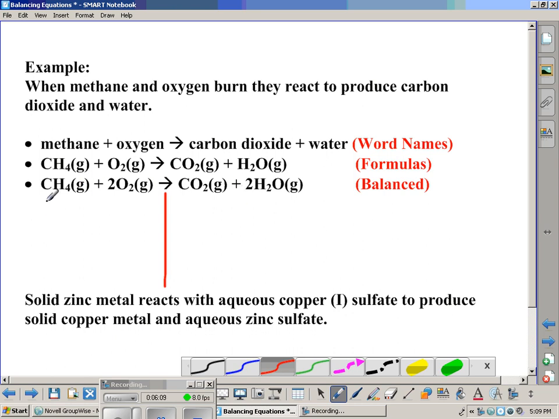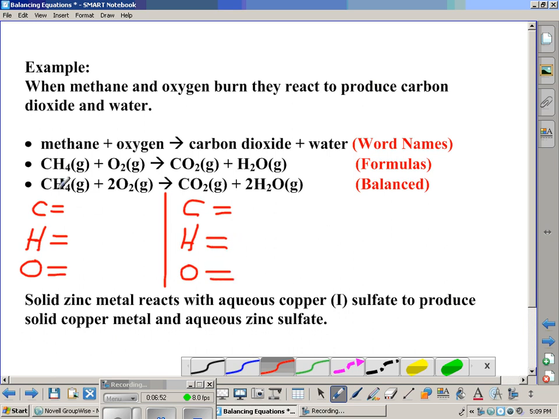And on each side, I'm going to list the elements that appear in the formula. Okay, I have carbon, I have hydrogen, whoops, I have oxygen. And I'm going to list the same thing on the other side. I also have carbon, I have hydrogen, and again, oxygen. And I'm going to list how many atoms of each element I have on each side.